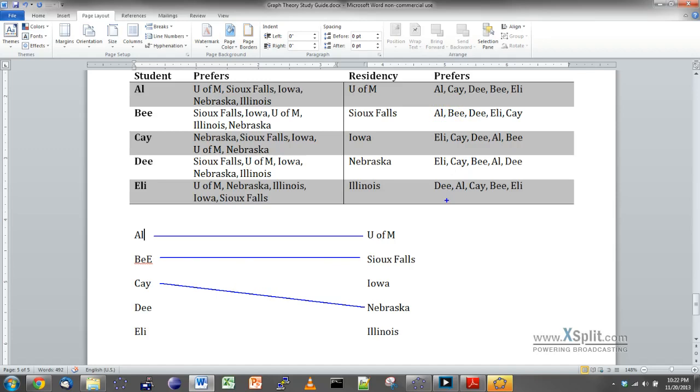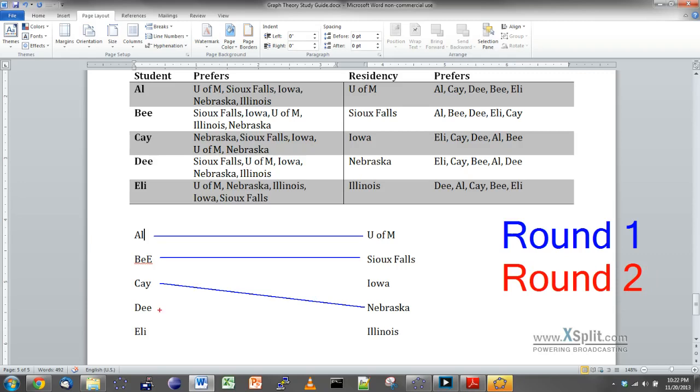That was round one, in blue. In round two, I'm going to do it in red. Anybody who hasn't proposed or hasn't been matched is going to propose now. D is going to propose to her second choice, which is U of M. U of M is going to say, nope, we already have Al, who's our first choice, so that doesn't work, D. Eli is going to propose to his second choice, which is Nebraska.